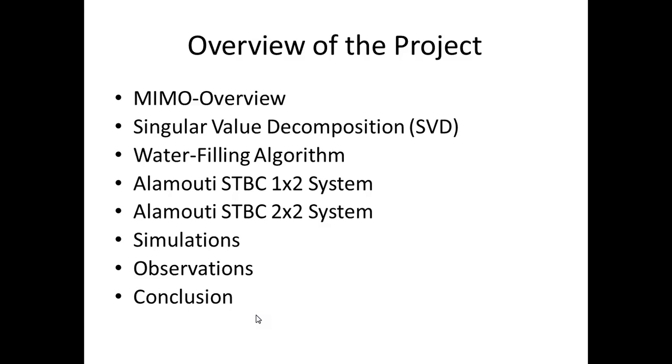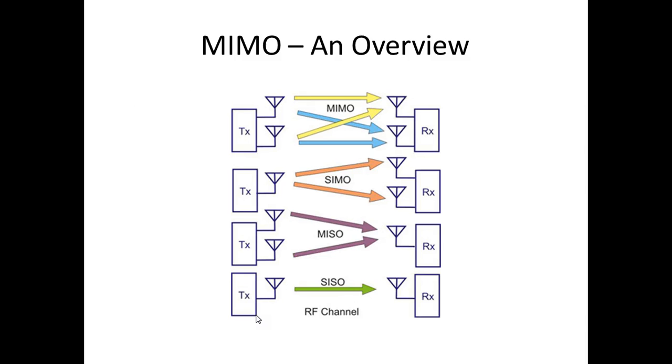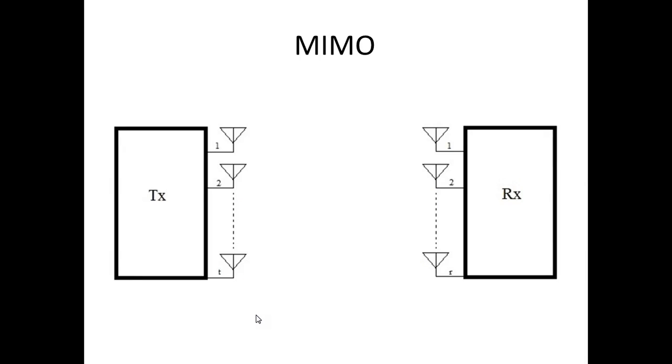To start with the MIMO overview, singular value decomposition, water filling algorithm, Alamouti STBC schemes, simulations, and then observations and conclusion. To start with the MIMO overview, we have known that there are different types of systems existing in wireless communication, which depend upon the number of transmitting antennas and the number of receiving antennas. There are SISO, MISO, SIMO, and MIMO channels. In a MIMO system, we have multiple transmitting antennas and multiple receiving antennas, and hence the name MIMO.